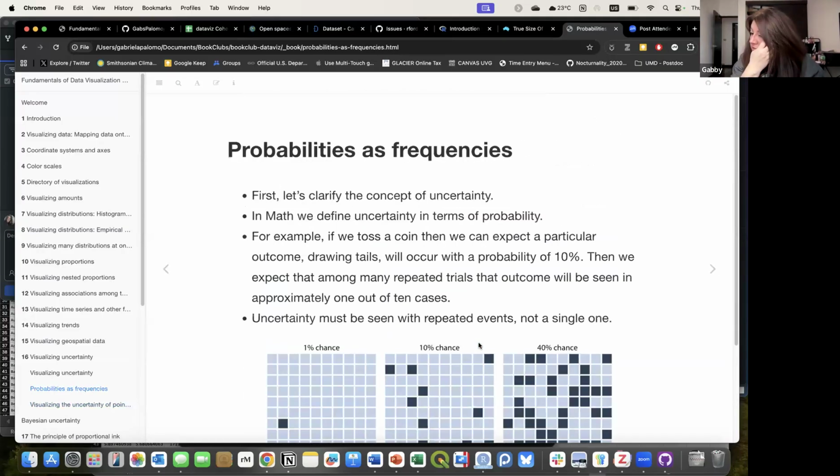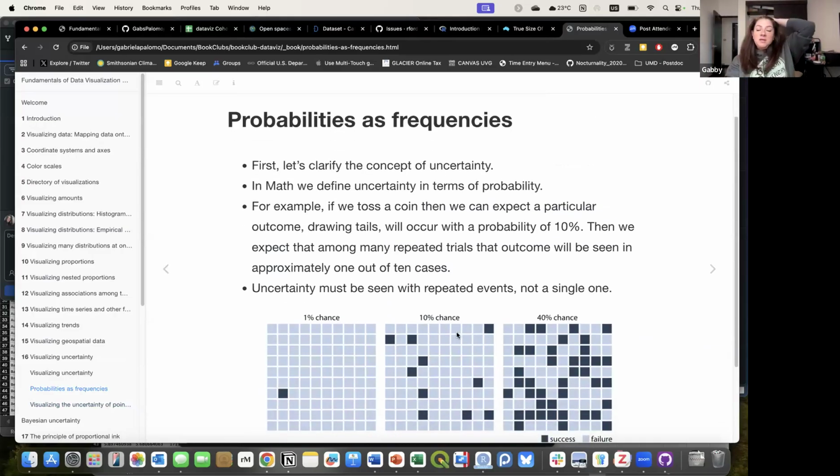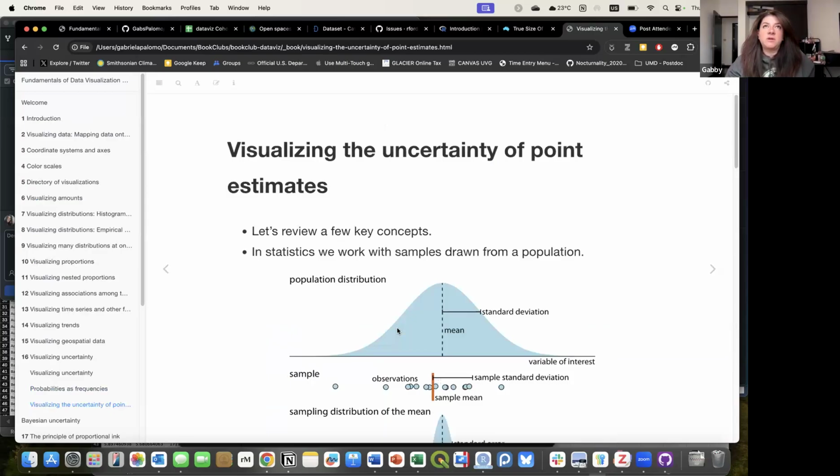And another thing to note here is that these waffle plots are really handy when it comes to visualizing probabilities as frequencies and to understand uncertainty when we are dealing with frequencies. Because I think we've talked about waffle plots before.